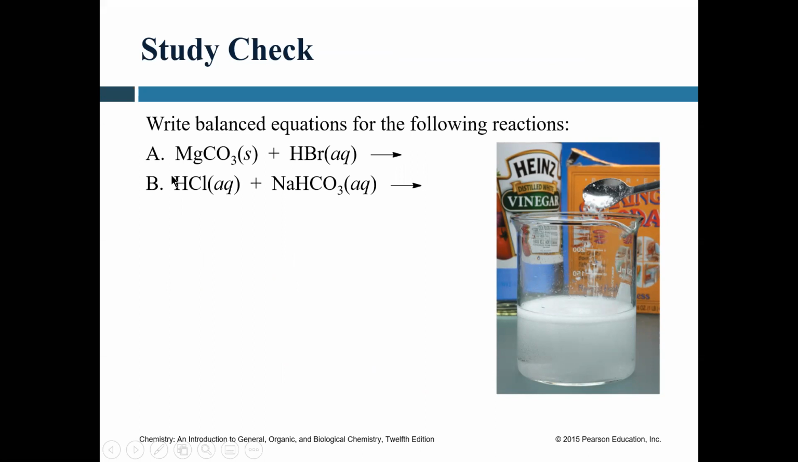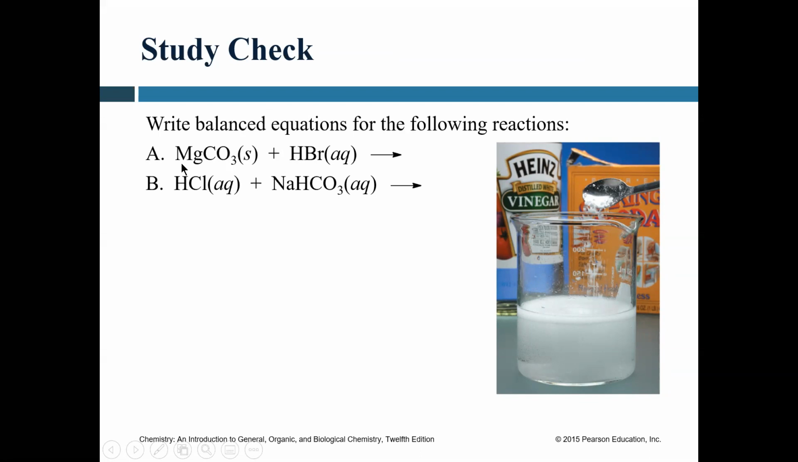So if we were to write a balanced equation for these, we've got magnesium carbonate combining with hydrobromic acid, and hydrochloric acid combining with sodium bicarbonate. As far as what the products would be, for this first one I would need to have CO2 because it's a carbonate. I know that I'd need to have water. And then the last thing would be to combine my salt.